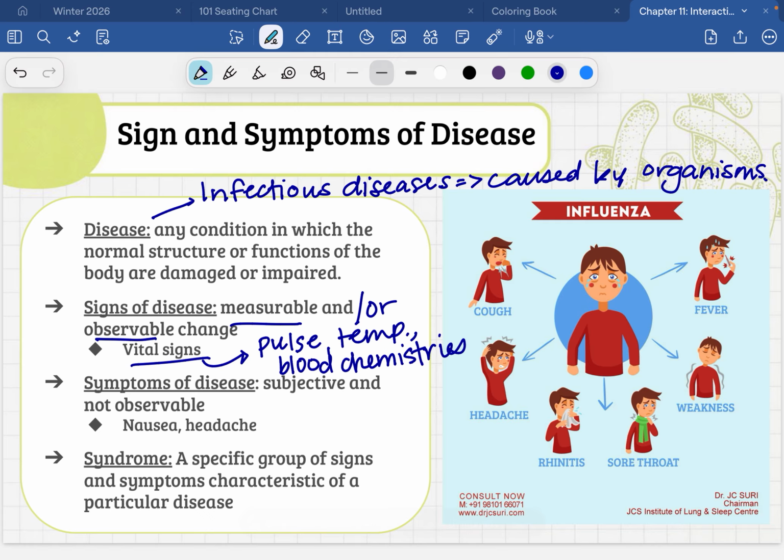Diabetes is a disease. A measurable sign of diabetes is increased blood sugar. So you draw somebody's blood and check the amount of sugar floating around in their blood, right? These are all things that are objective and observable and/or measurable. Okay. Now, a symptom of a disease is something that happens to the body that is subjective and not observable or measurable.